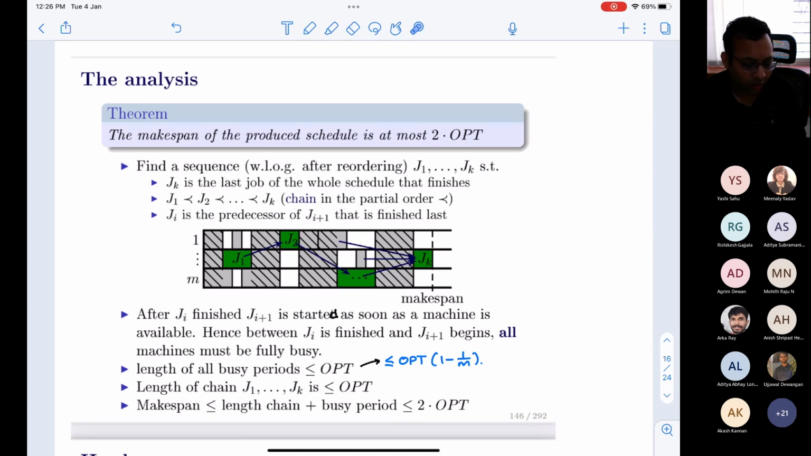Okay. So just go over these lower bounds. Why the length of the busy period is less than or equal to opt, and why the length of the chain is less than or equal to opt. Then the proof will be clear. Basically, we are decomposing the solution that we get, the algorithmic solution, into two regions. One is this green region, the other one is the busy period region. Both of them are lower bounds on opt, and this algorithm's solution is this busy region plus the chain region. So you get a two approximation.